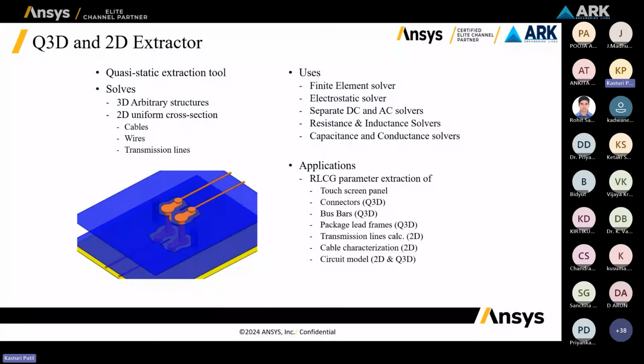So where transmission lines, bus bar connectors, these are a few examples. Specific values of inductance, capacitance, resistance, we can find out in Q3D Extractor.